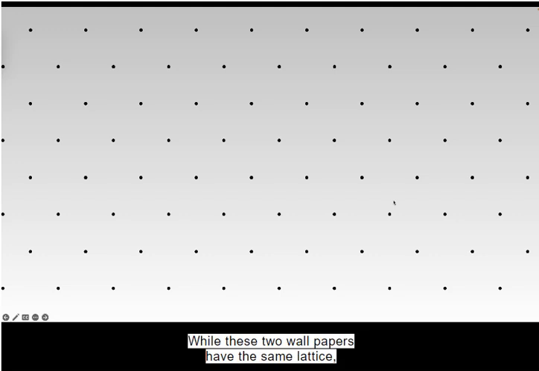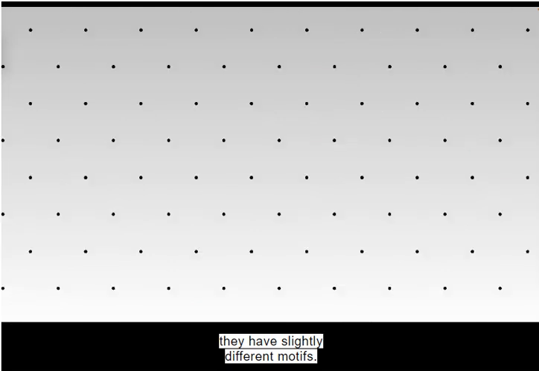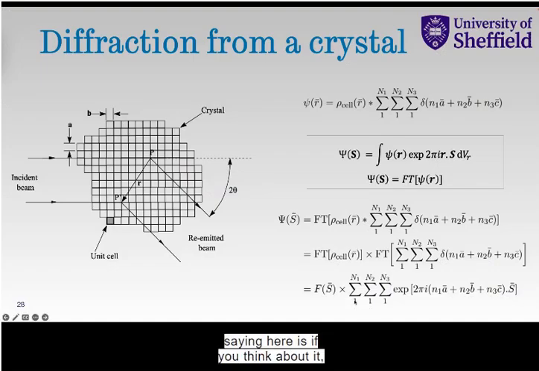Now, if we go back to what we were talking about in the crystallography section, we were thinking about how we have the lattice structure, and then we have a structural motif that we put on top of it. So while these two wallpapers have the same lattice, they have slightly different motifs. And if we come back to this, this is being produced by the lattice structure, which is defining the reciprocal lattice, but this term here, our structure factor, which is the Fourier transform of the electron density of the cell, is related to that structural motif that we're putting on top of it within each unit cell.